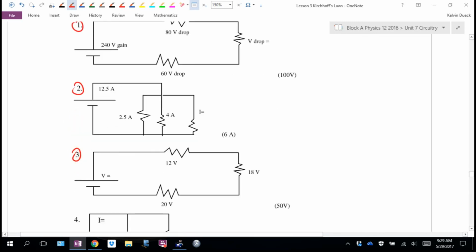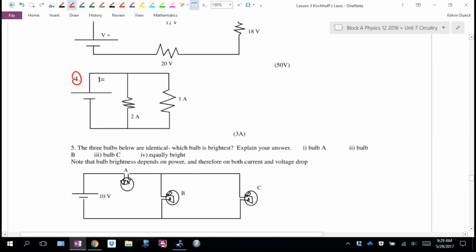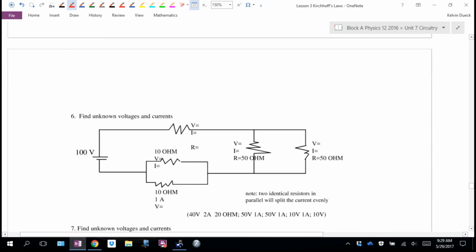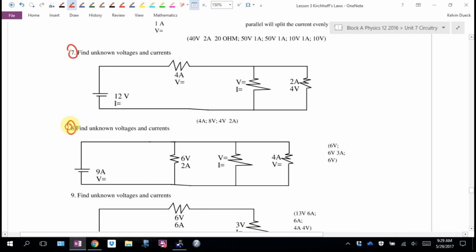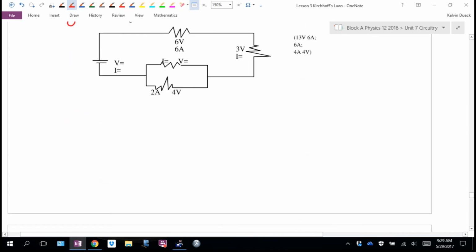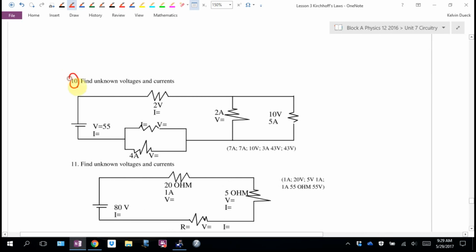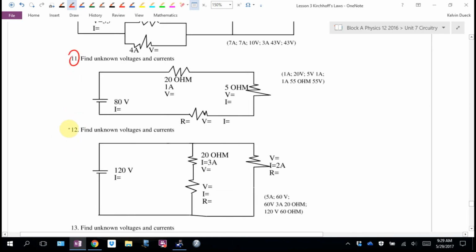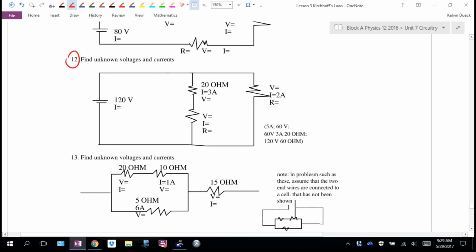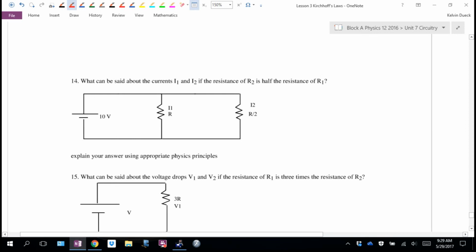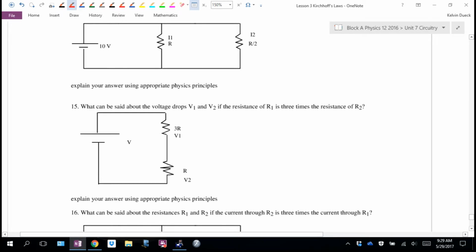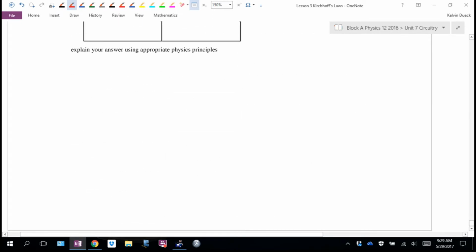So number 1, number 2, number 3, number 4. 5 is tricky. 6 is good. 7 is good. 8 is good. 9 is good. 10 is good. 11 is good. Oh, I love these things. 12 is good. I'll skip 13 because I'm nice. 14. Nah. There you go.